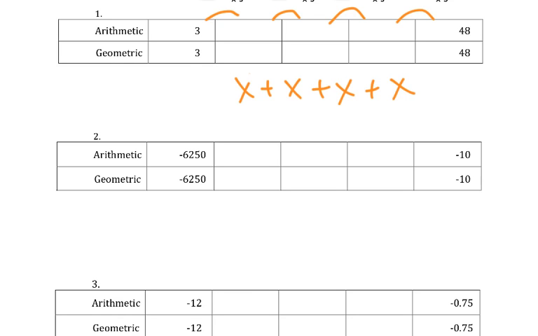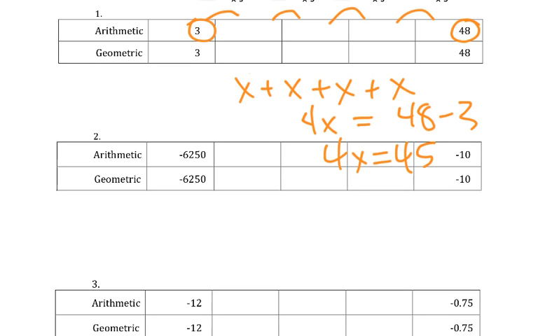Well, that's like 4 times that number, right? So then 48 minus 3, what would that have to be equal to? It would be the difference between those two numbers. So 48 minus 3 would be 45. 4x would equal 45, so we divide it by 4, and we'd get x equals about 11.25.